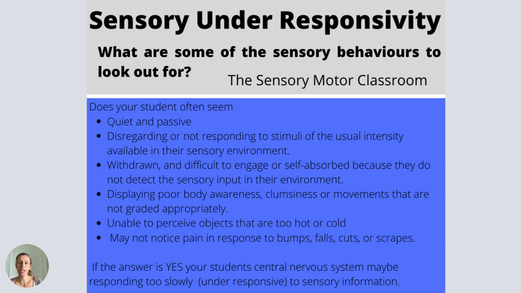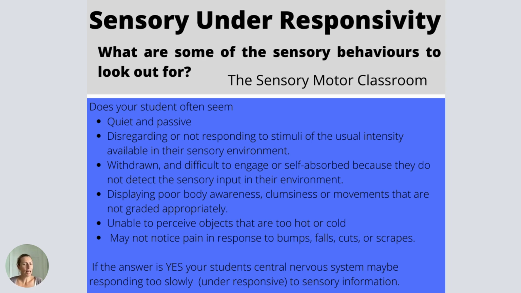So let's take sensory under-responsivity first. What are some of the sensory behaviours to look out for? When you're in the class, do your students seem quiet and passive, or disregard or not respond to stimuli? Do they seem withdrawn, difficult to engage, or self-absorbed because they're not detecting sensory stimuli in their environment? Do they display poor body awareness, seem clumsy, or have movements that are not graded properly? Are they unable to perceive objects that are too hot or too cold?